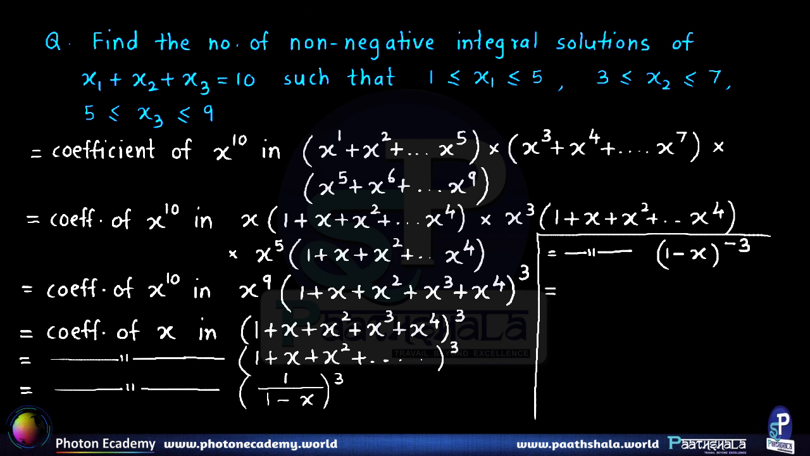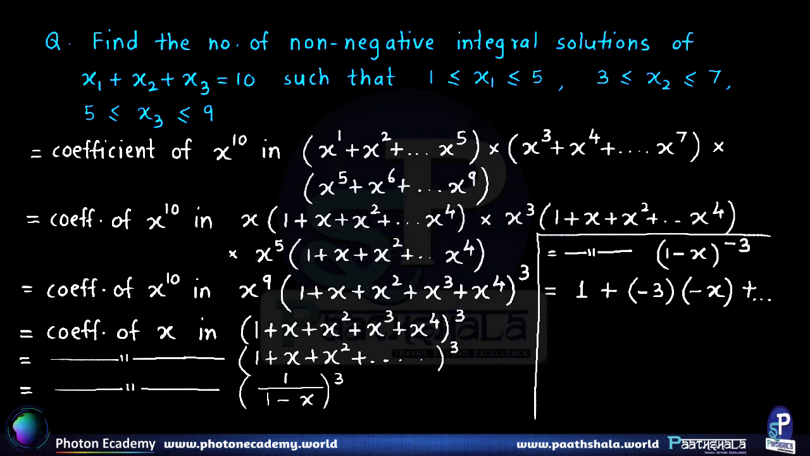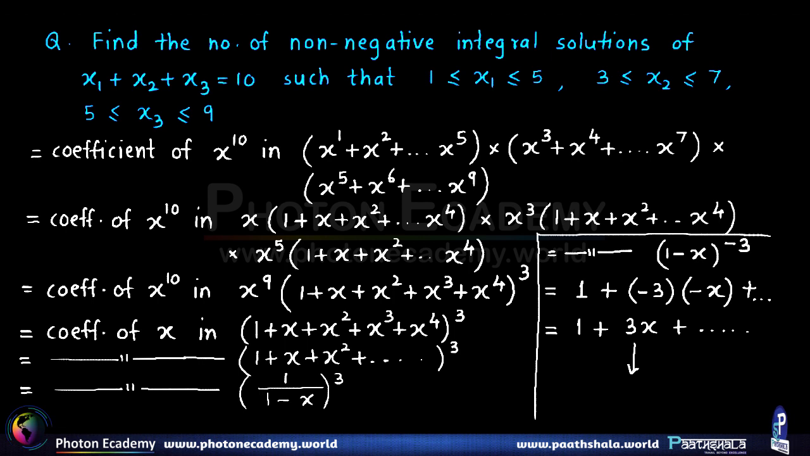So that is equal to, now if we expand 1 minus x raised to minus 3, we have the first term as 1, then the next term is minus 3 into minus x, and after this we need not consider the terms in higher degrees of x because we just want to find the coefficient of x. So just leaving the remaining terms as they are, we get 1 plus 3x plus the remaining terms. So here we find that the coefficient of x is equal to 3. So the answer is nothing but 3. So there are just 3 non-negative integral solutions of the given equation.